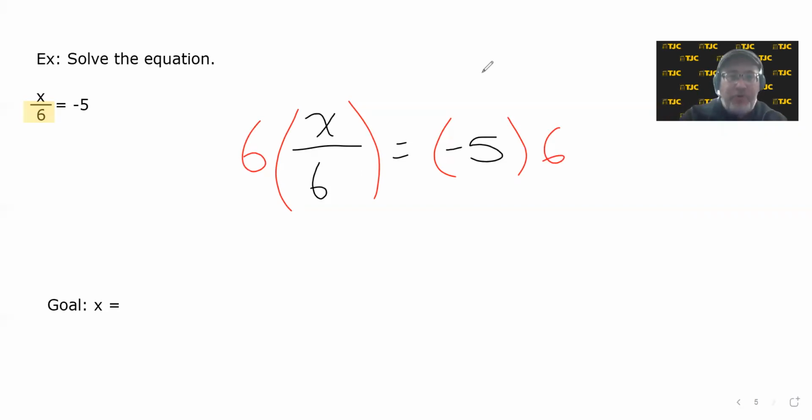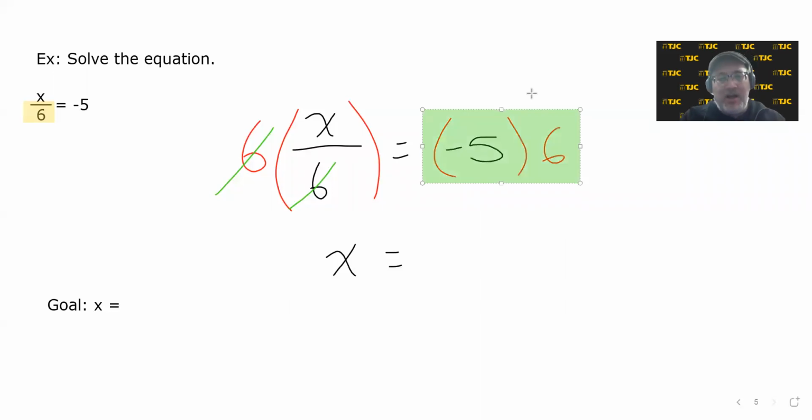Technically, what happens is this: we are setting up a division problem that we can answer. 6 divided by 6. And of course, 6 divided by 6 is 1. That will leave us 1 times x. Remember, 1 is the perfect number to multiply by because 1 times x is equal to x. So the net result of multiplying both sides by 6 is we can essentially cancel the 6's. And that will leave us with an x on the left side, which is our goal. And on the right side, it boils down to figuring out what -5 times 6 is. Of course, -5 times 6 is -30.